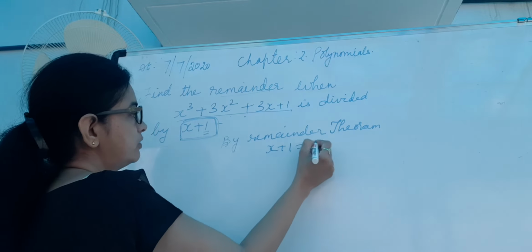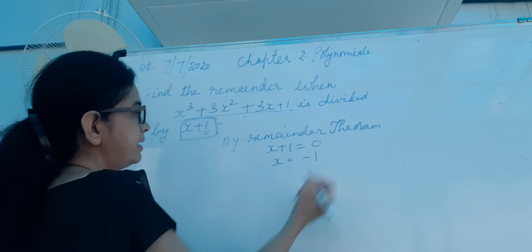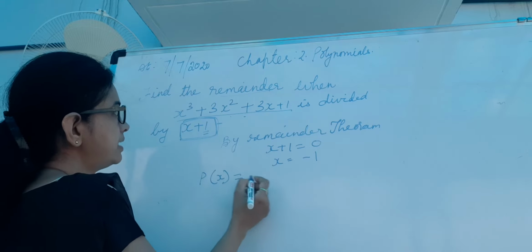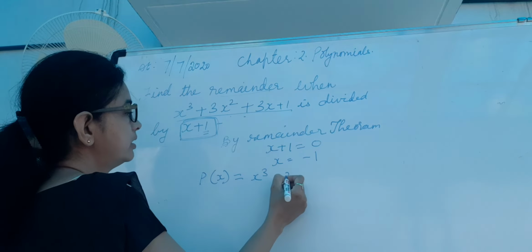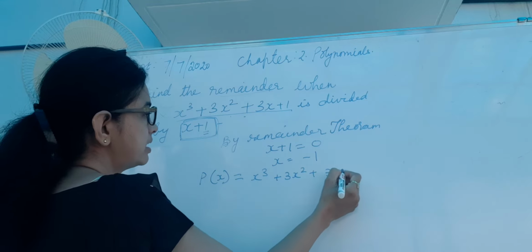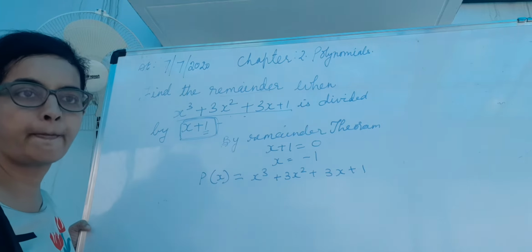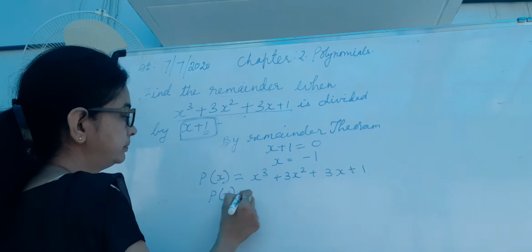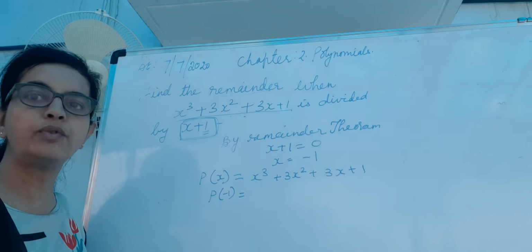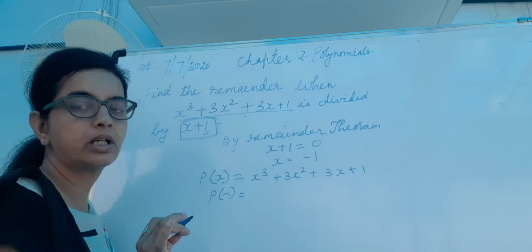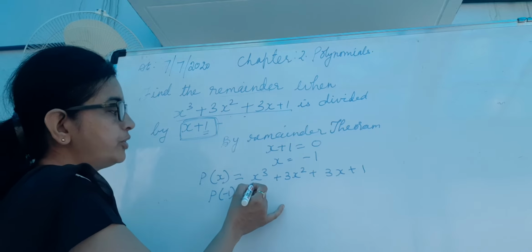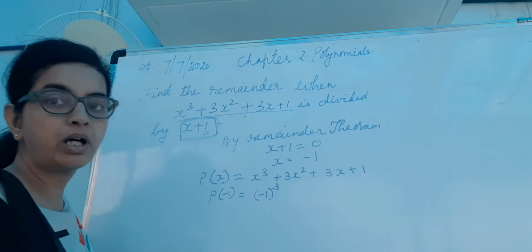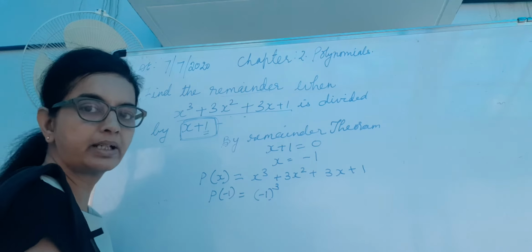x plus 1 is equal to 0, x is equal to minus 1. Now, which is the polynomial in the question? P(x) is equal to x cubed plus 3x squared plus 3x plus 1. Now you replace this x with minus 1. So wherever you are finding x, now we are going to write minus 1. That's all. It's very simple. You are going to replace x with minus 1. Don't forget to put brackets. Some of you are not in the habit of putting brackets, so put the bracket properly.